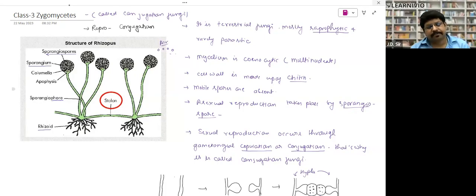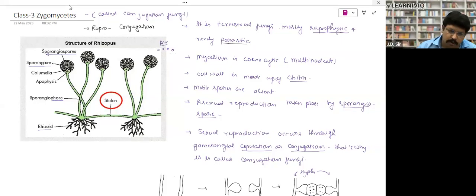First thing, Rhizopus. Rhizopus is the representative of Zygomycetes. These are rhizoids. Sporangiophore. There is sporangium, and they have sporangiospores. These sporangia rupture and spores come out in the air. It is a terrestrial fungus, mostly saprophytic and rarely parasitic. Right? Saprophytic, you must remember. I think it should be clear to you.